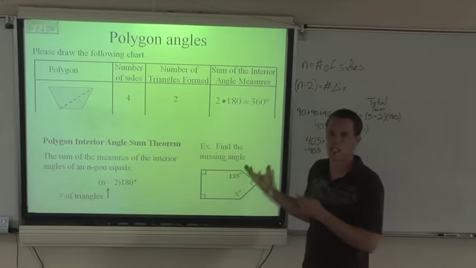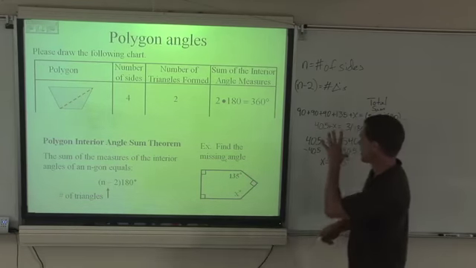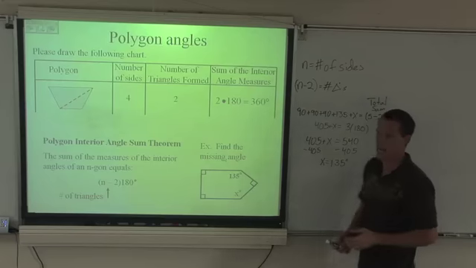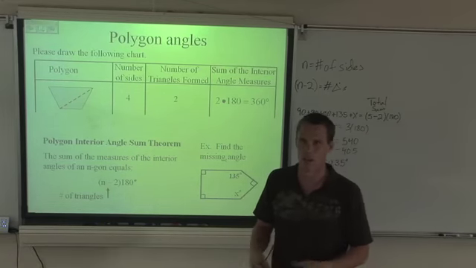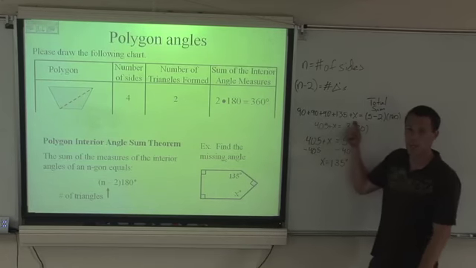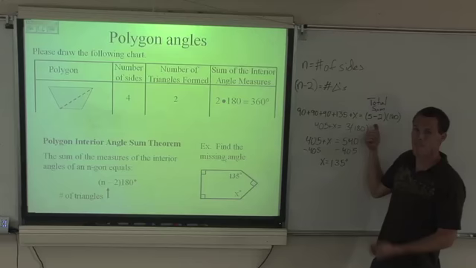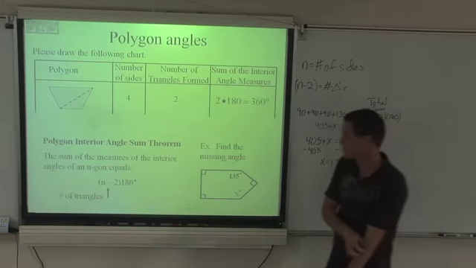Now, this is not always the case that whatever is here will be here. That is just specific to this type of problem that I created. This is the method for how to solve for x using the polygon interior angle sum theorem. You first find what all the angles add up to, then you actually find the total of what they are supposed to add up to.